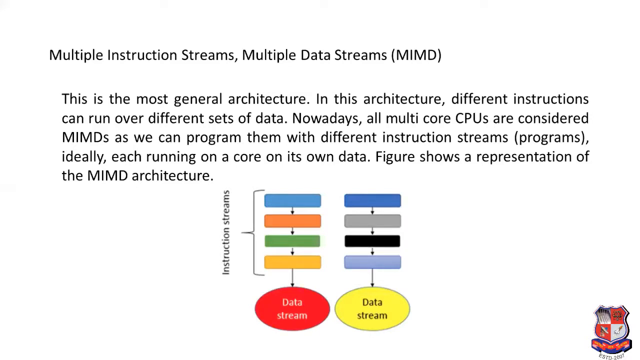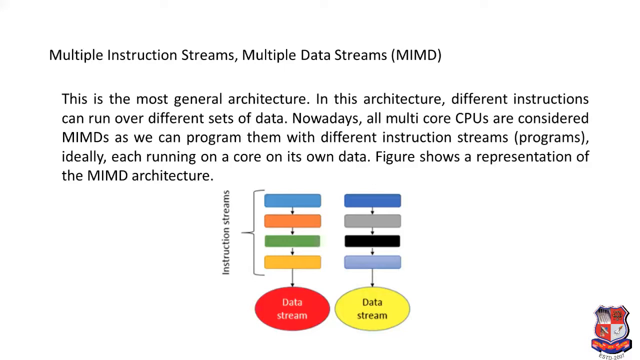Flynn's taxonomy, the fourth one, is multiple instruction stream and multiple data stream, which is denoted by MIMD. This is the most general architecture. In this architecture, different instructions can run over different sets of data. Nowadays, all multi-core CPUs are considered MIMDs, as we can program them with a different instruction stream, ideally each running on a core on its own data.